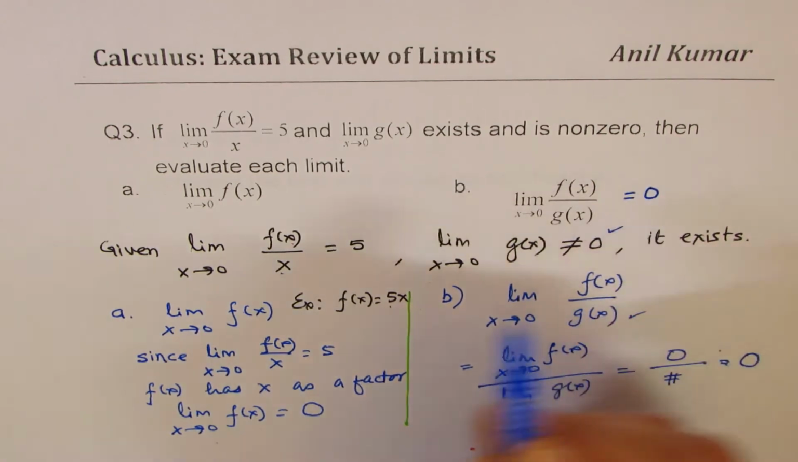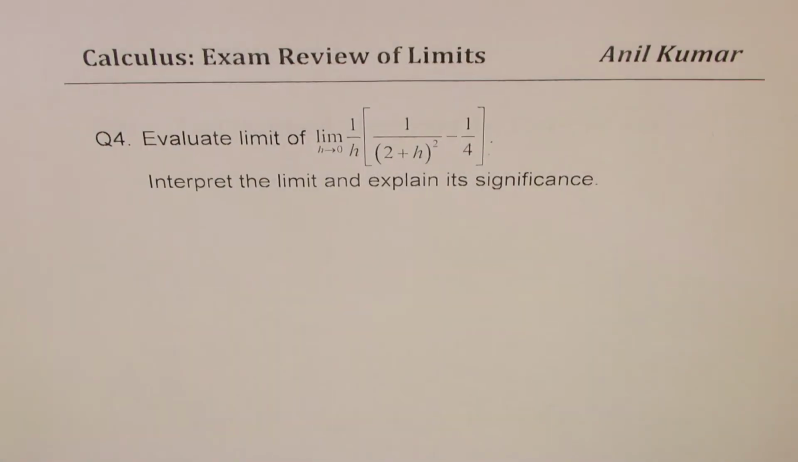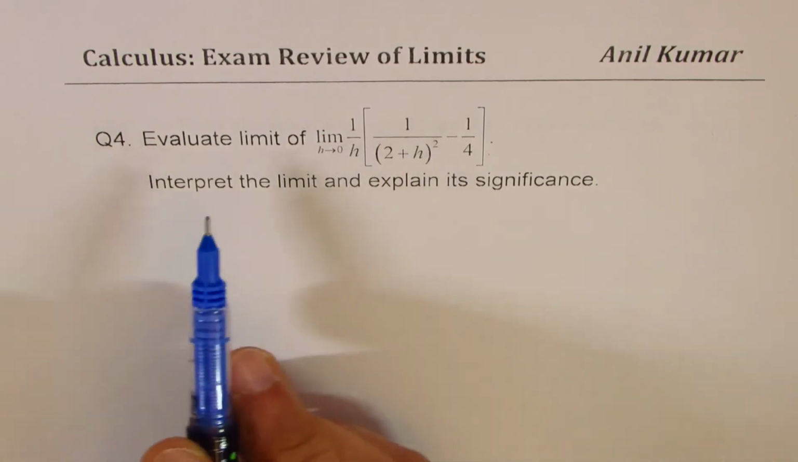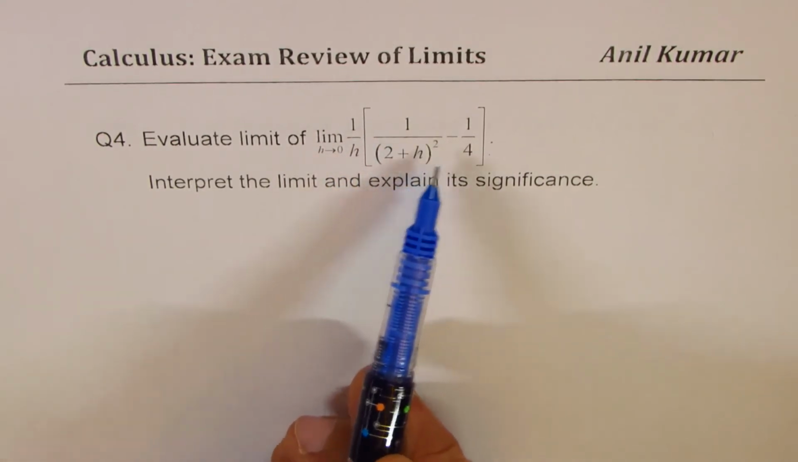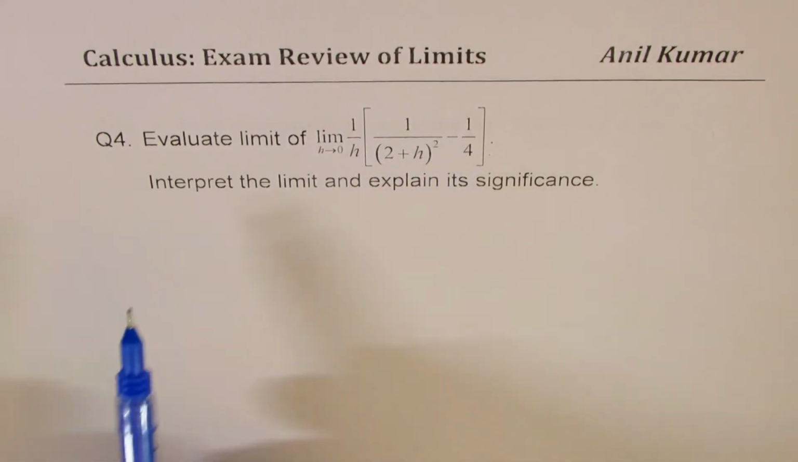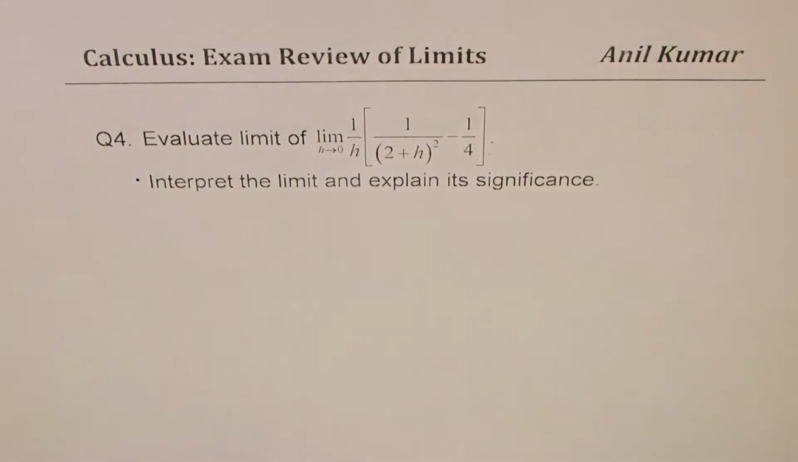So this limit is 0 and that limit is also 0. So I hope this concept is absolutely clear. We have also used properties of limits while solving this question. So the type of questions which I have selected actually gives you a very good review. Let's move on and do question number 4. Question number 4 is very different from the previous 3 examples which we took. Evaluate the limit of 1 over h within brackets 1 over (2 plus h) squared minus 1 over 4. And the second part is interpret the limit and explain its significance.